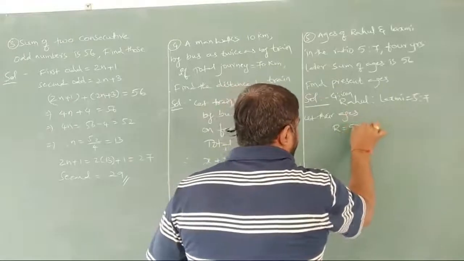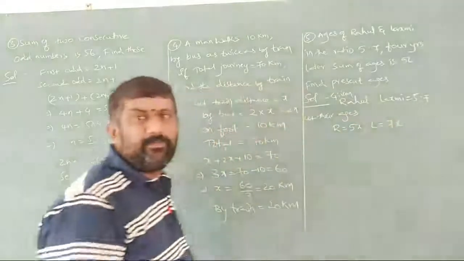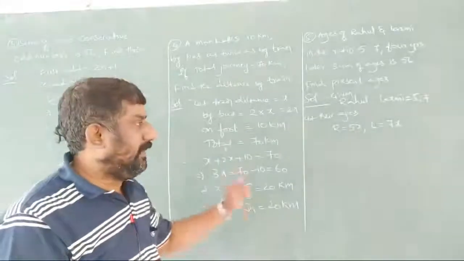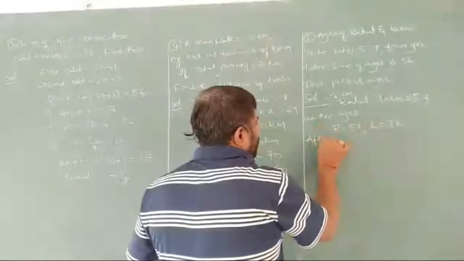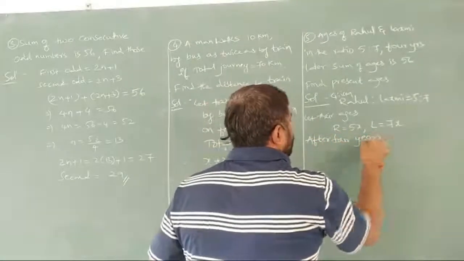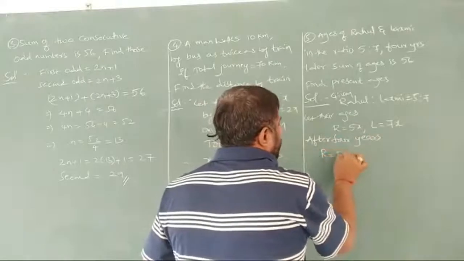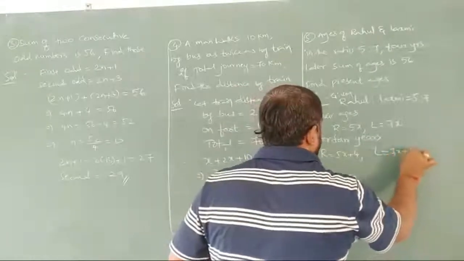Rahul is 5x, Lakshmi is 7x. Assuming as 5x and 7x. After 4 years, Rahul is going to be 5x plus 4 and Lakshmi is going to be 7x plus 4.